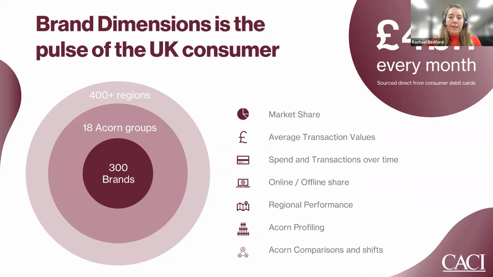The data set is broken down by channel as well, so we get a view of online and offline share. As well as tracking sales performance, Brand Dimensions also gives you a view on how the demographic and regional makeup of different brands across the country and how they interact with different groups and how that all changes over time.